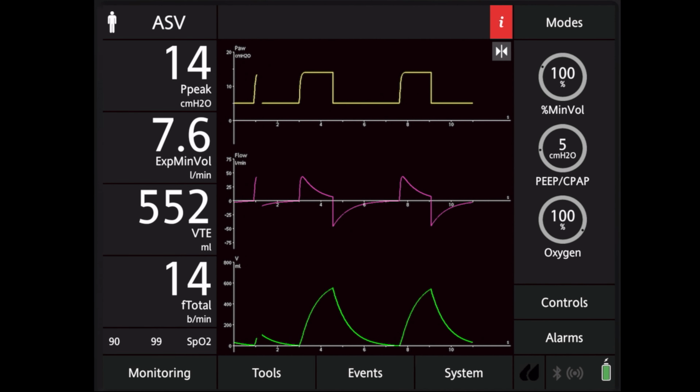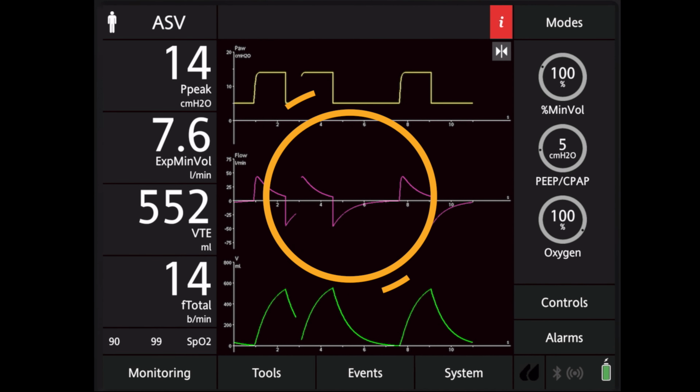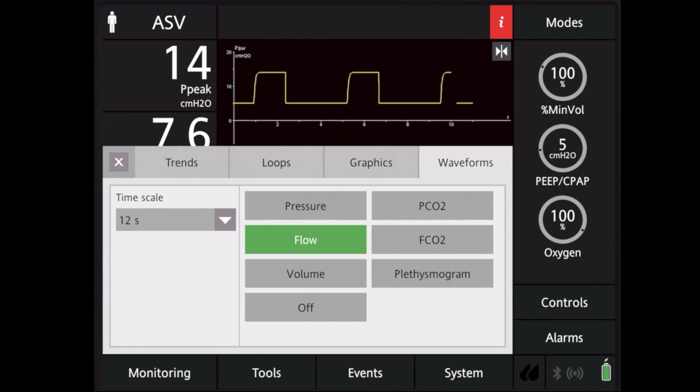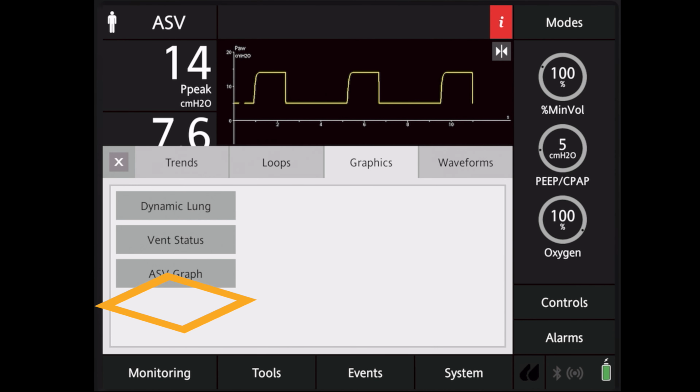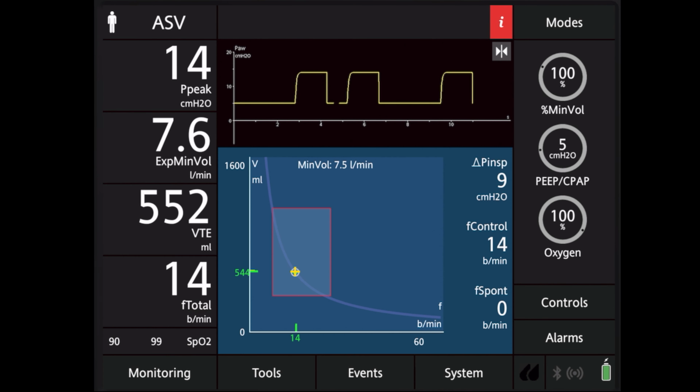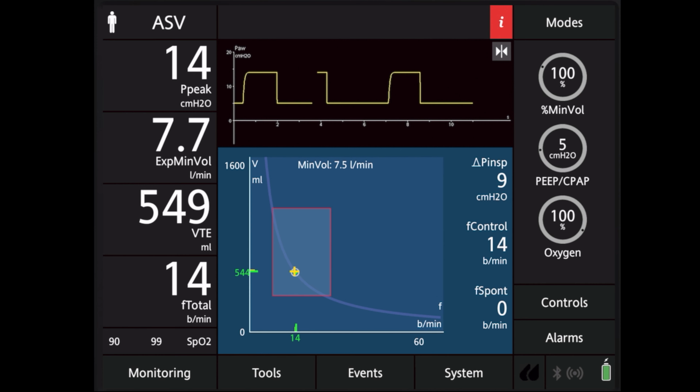To access the ASV graph, tap the middle of the screen, select the Graphics tab, and then choose ASV Graph. The vertical axis represents tidal volume, and the horizontal axis represents the respiratory rate. The curved blue line represents all the combinations of tidal volume and respiratory rate that result in the target minute ventilation, based on the calculated ideal body weight.